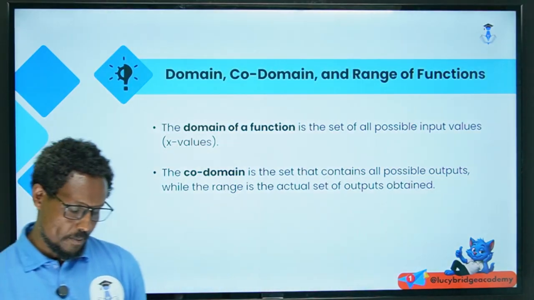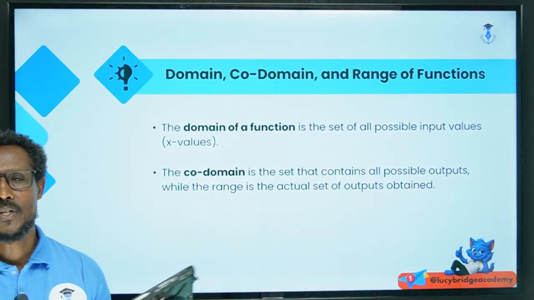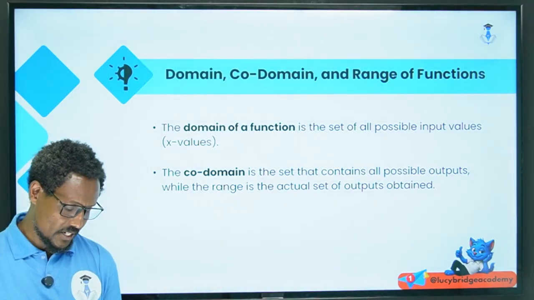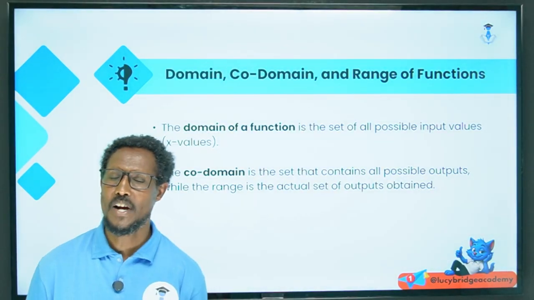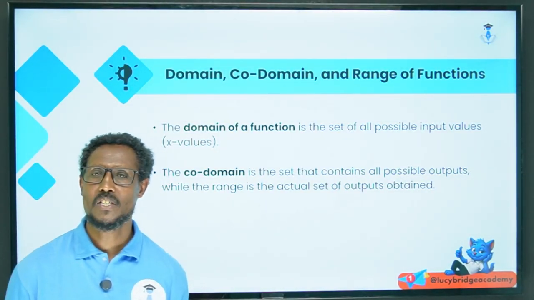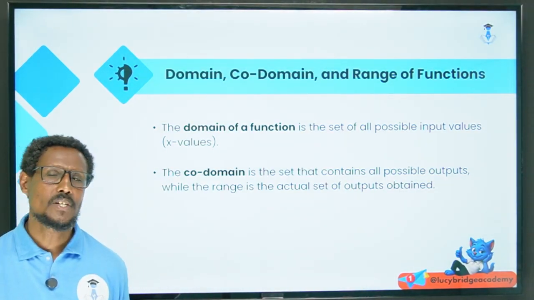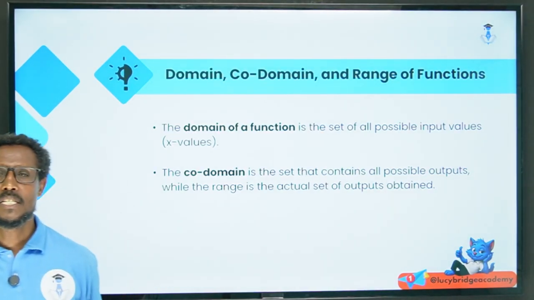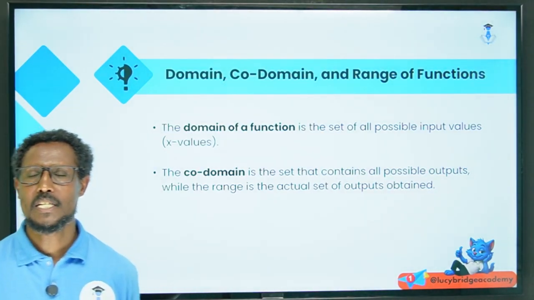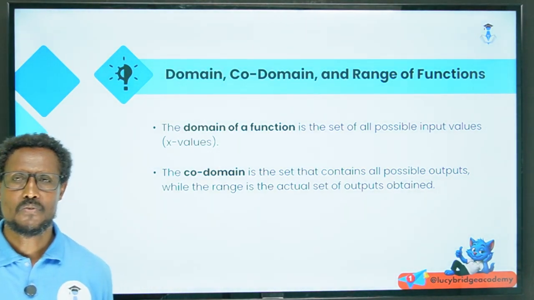Okay, domain, codomain, and range of a function. We'll see the domain, codomain, and range of a function. The domain of a function, as I have tried to define before, is the set of all first elements, whereas the set of all second elements is the range of a given function.